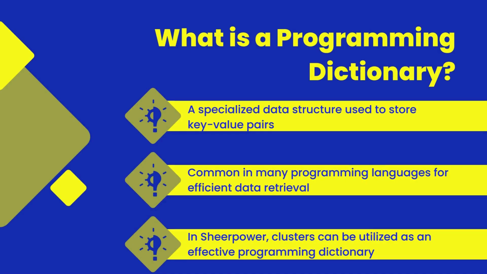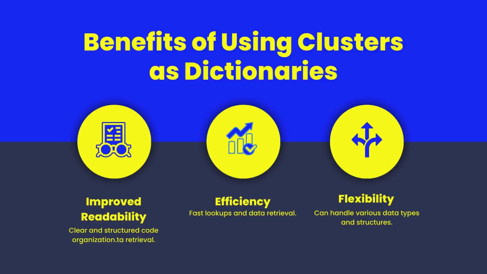What is a programming dictionary? It's a specialized data structure used to store key-value pairs. Many programming languages have such structures for efficient data retrieval. In Sheerpower, clusters can be effectively utilized as a programming dictionary. There are several benefits to using clusters as dictionaries: improved readability, fast and efficient data retrieval, and flexibility to handle various data types and structures.